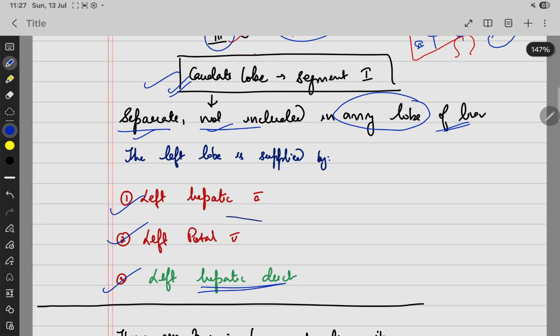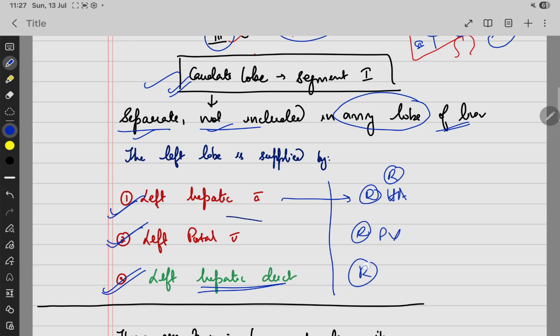So the left lobe is supplied by the left hepatic artery, left portal vein and left hepatic duct. Just like the right side, where there was a right hepatic artery, right portal vein and right hepatic duct.